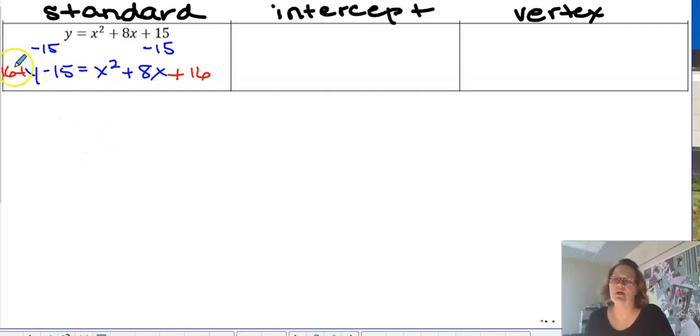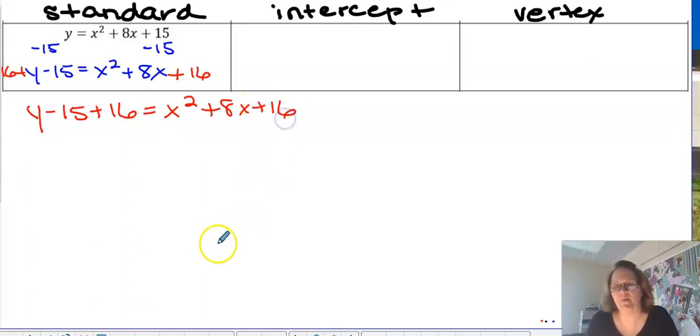So then on the left side, I'll just write it all out. I have y minus 15 plus 16 equals x squared plus 8x plus 16. You don't have to write all that out, but it helps to show you where I'm getting which numbers. So now I have a negative 15 and a positive 16, so that would combine to make y plus 1. Okay, so this is a perfect square trinomial.